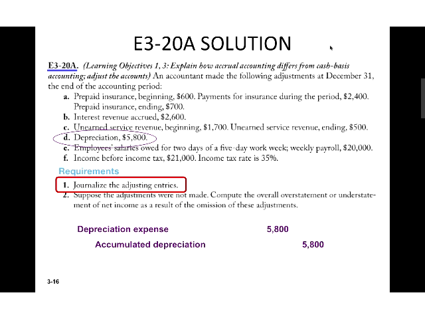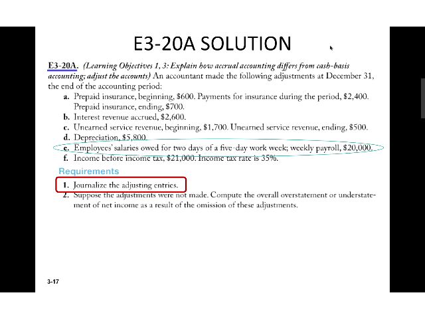Our next entry up, employee salaries owed for 2 days of a 5-day work week. Weekly payroll is $20,000. What they're saying here is that our end of period includes 2 days of a 5-day work week that we're going to pay next period. So we have to recognize 2 days of payroll. So what we're going to see here is 2 days out of 5 times $20,000. So $8,000 of salary expense we're going to recognize. When we accrue salaries, it's always going to debit salary expense, credit salary payable.